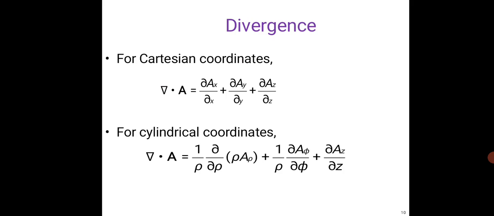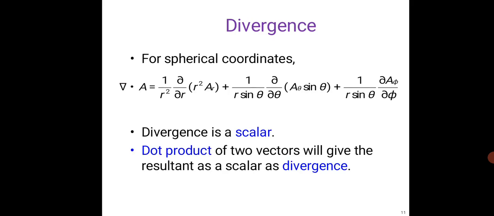Similarly for cylindrical coordinates, del dot A is equal to (1/rho) ∂(rho Arho)/∂rho + (1/rho) ∂Aphi/∂phi + ∂Az/∂z. Similarly, I can represent it for spherical coordinates, with the axes r, theta and phi. We must be very clear that divergence is always a scalar, because the dot product of two vectors gives a scalar result.